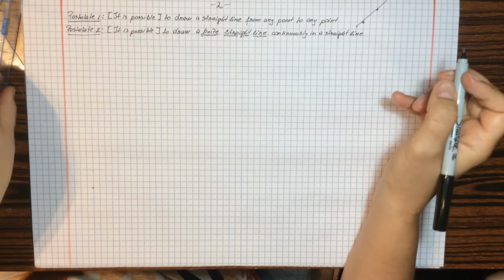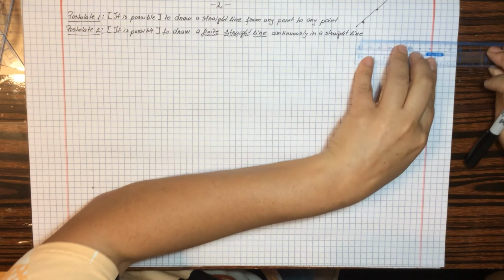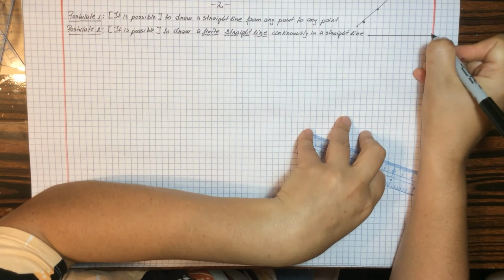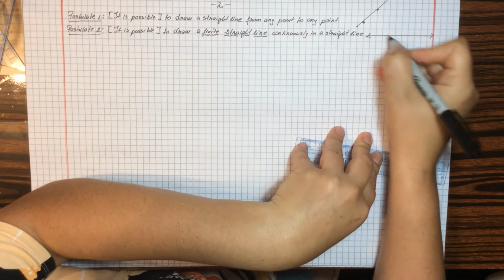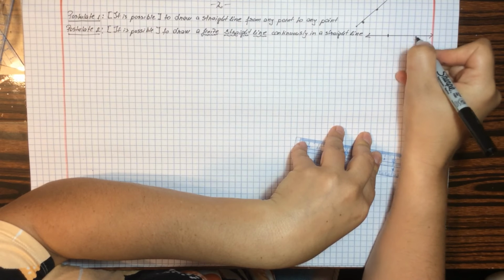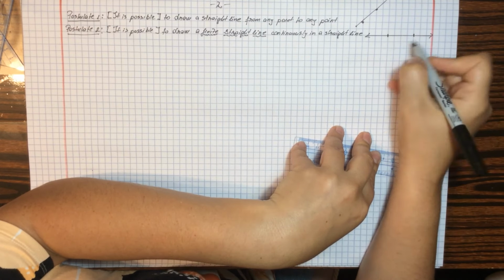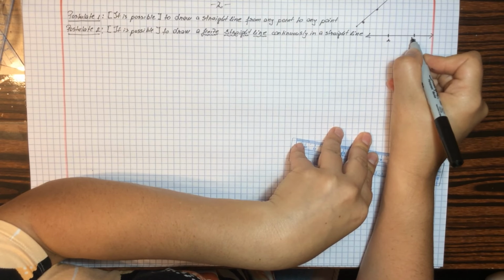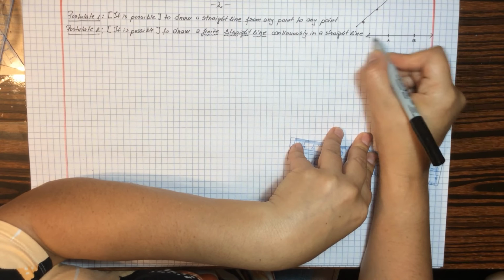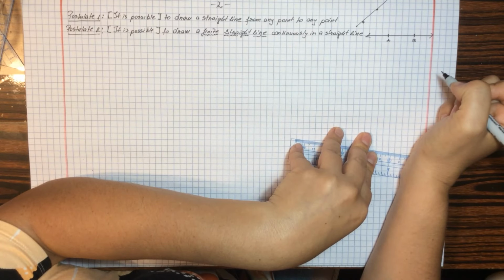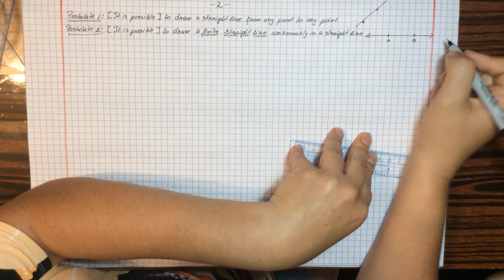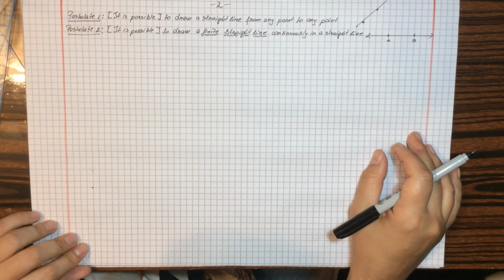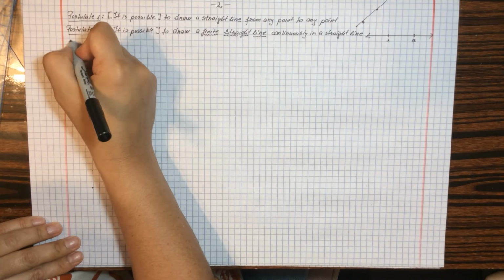Okay. So if I already have some line, it is possible that on it I can consider a chunk. So this is my finite straight line lying continuously in this other straight line that I drew before. That's the notion of a segment. It says that it is possible to draw a segment.